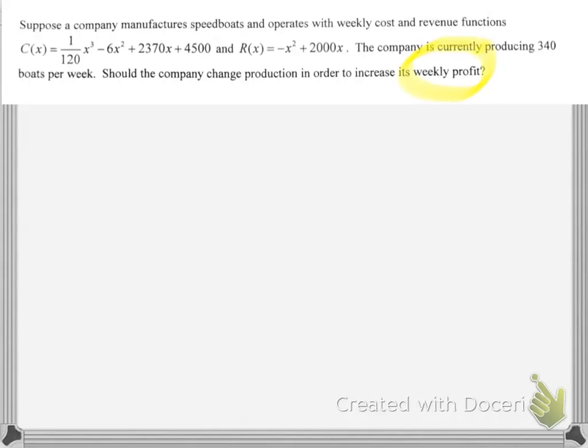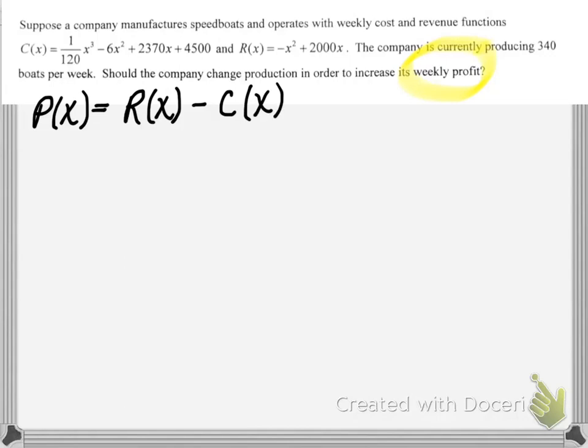Therefore, we need to have a profit function. However, we were given revenue and cost functions. So to get started here, we have to remember that to create a profit function, you're going to take all the revenue, which is all the money that the company is bringing in from the sale of the boats, and then you have to subtract the costs, what it costs the company to produce the boats.